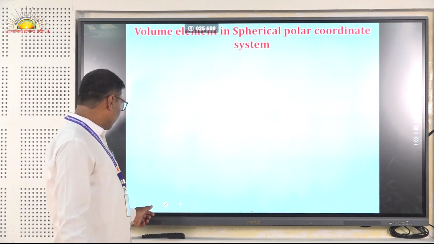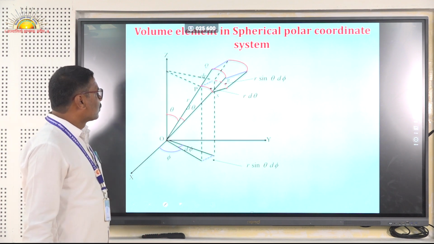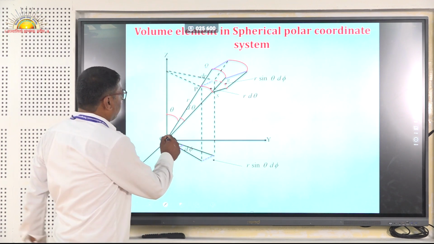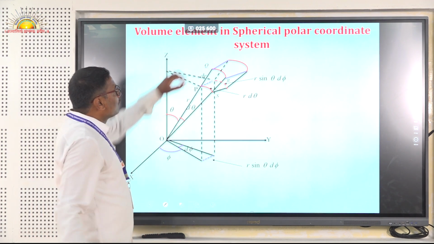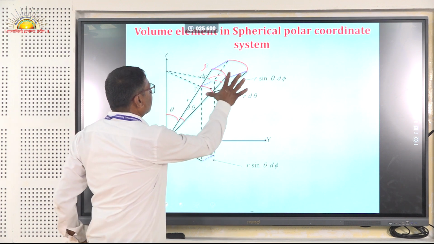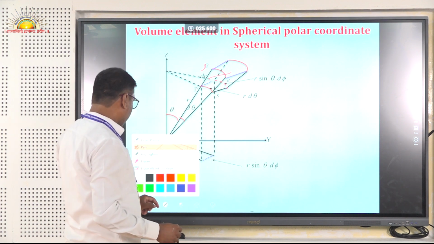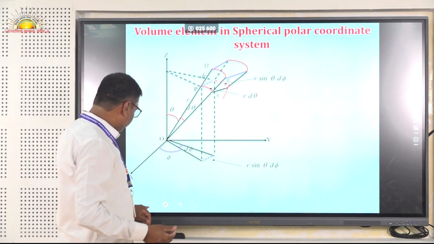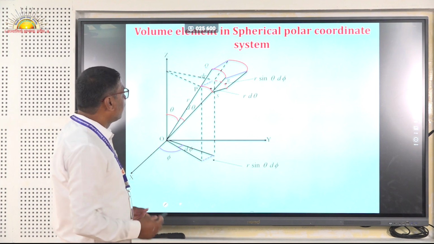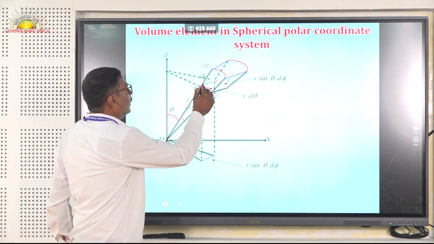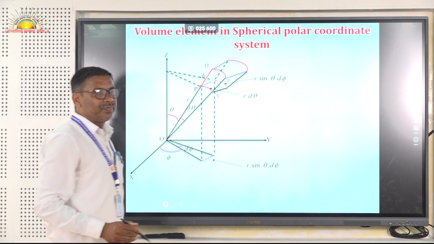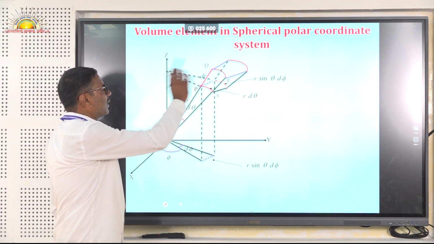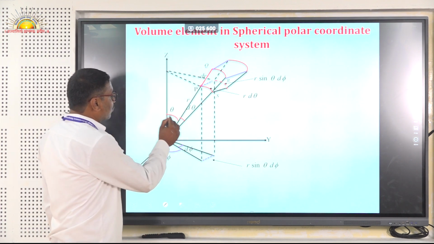Now then, the volume element in spherical polar coordinates. For this volume element, these are the coordinates, OP is r. So the increments in the coordinates can be represented. Here is r, and the increment in r is dr. This is the edge increment in r, r increasing in that direction. So this is dr. Now theta, so this is the angle theta.